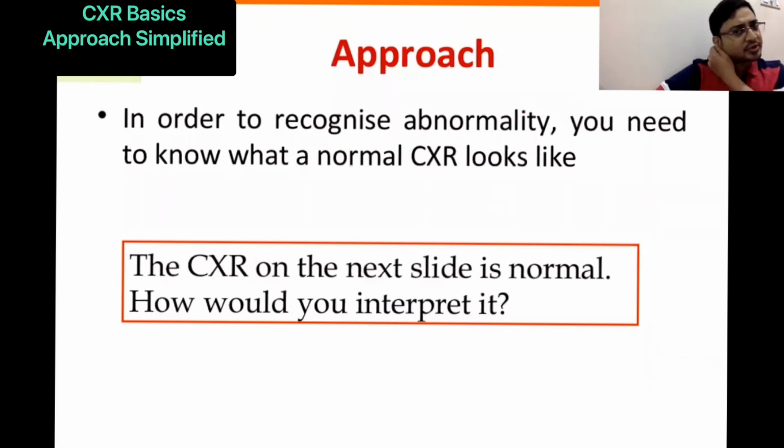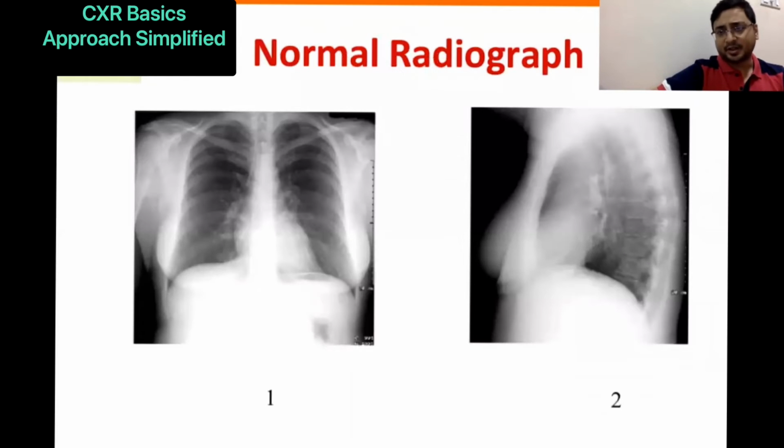Now coming to approach, in order to recognize the abnormality, you need to know what a normal chest X-ray looks like. The chest X-ray on the next slide is normal. How do you interpret it? That is the question that you should know first of all. So this is an X-ray, how will you interpret it? You can see the structures, then you will diagnose using an algorithm that we have from A, B, C, D, E, F, that I'll be talking about a little bit.